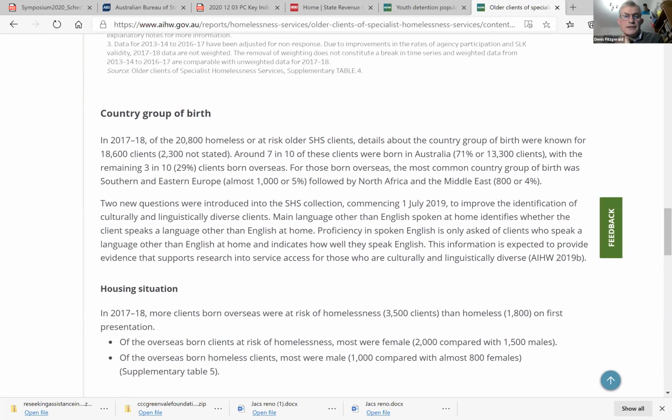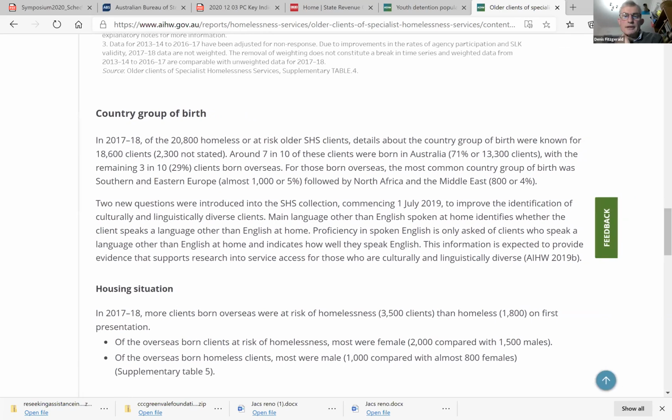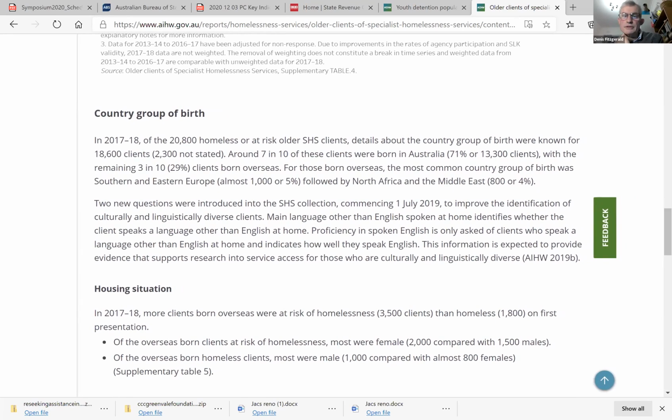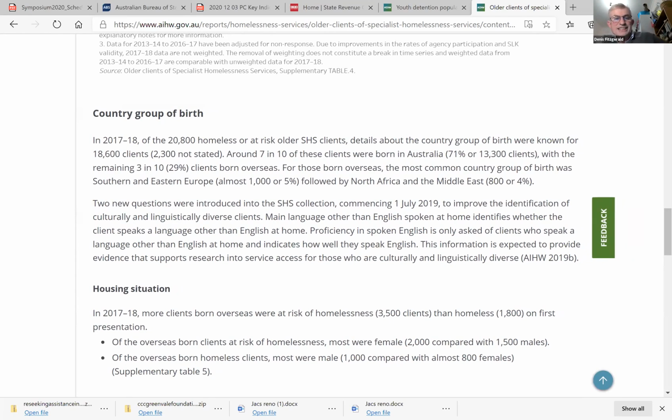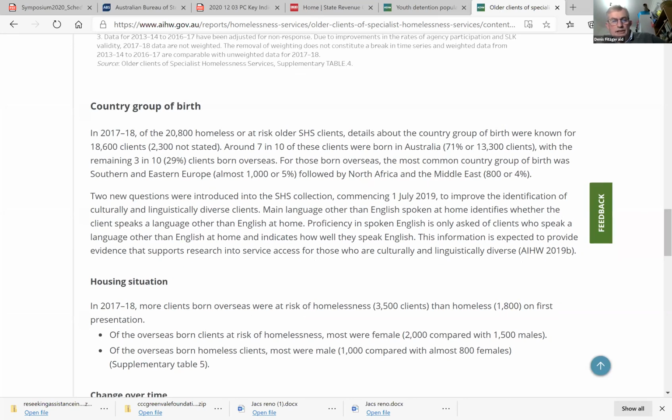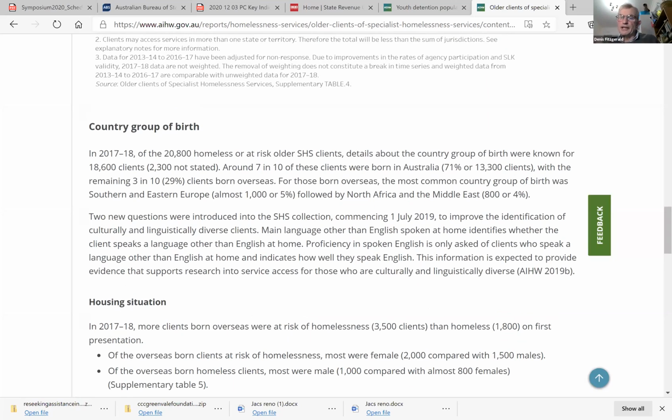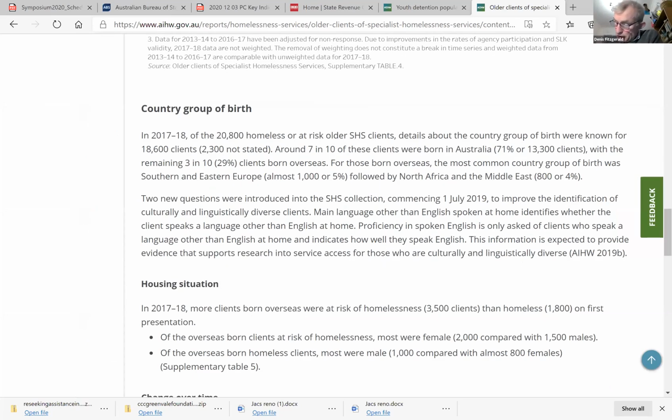Okay. Basically, 7 out of 10 of the people homeless were born in Australia. Well, again, more data is needed to know whether they're first generation Australians or been here for a while. In Southern and Eastern Europe, 5%, North Africa and Middle East, 4%. And typically, as you know, the proportion from that ethnic background is significantly higher than the proportion of those with those places of birth.